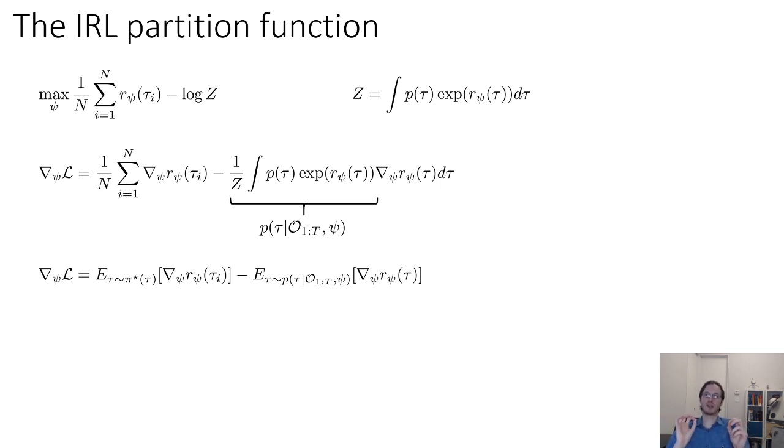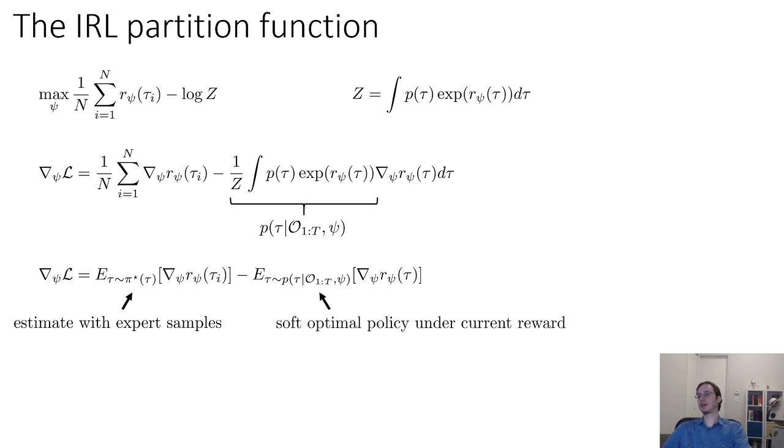Take your current reward r psi, find the soft optimal policy by running inference in the graphical model that we saw on Monday, sample trajectories from that policy, and then perform this kind of contrastive operation where we increase the reward for the trajectories that we saw from the expert and decrease the reward for trajectories that we sampled for our current reward. So we estimate the first term with samples from the expert, and the second term comes from the soft optimal policy under the current reward. And we can compute the soft optimal policy using the algorithms that we learned about in Monday's lecture.